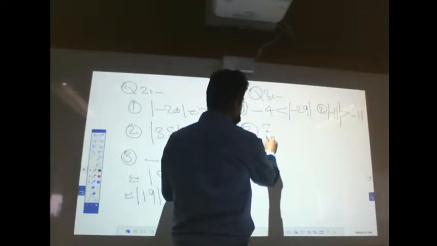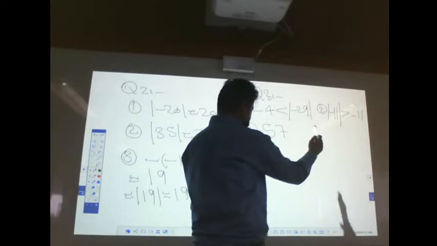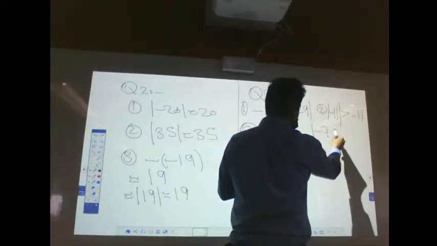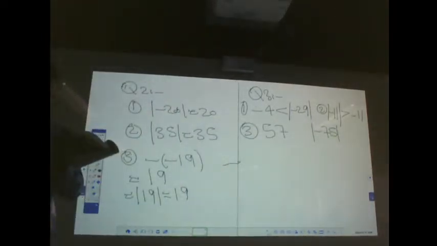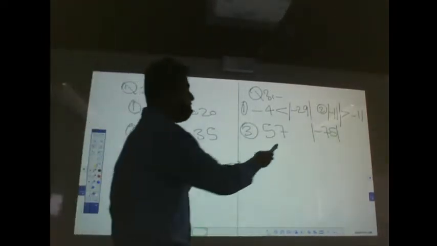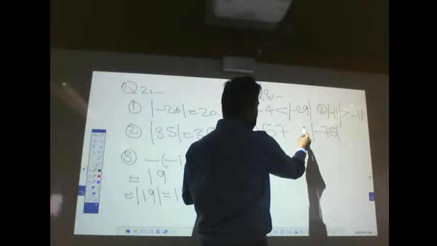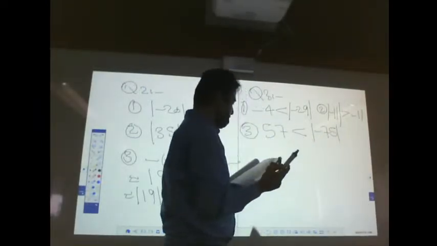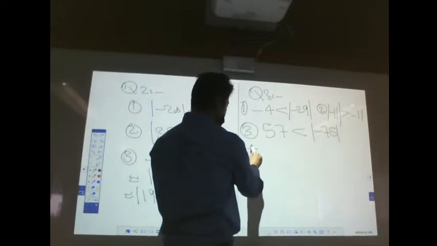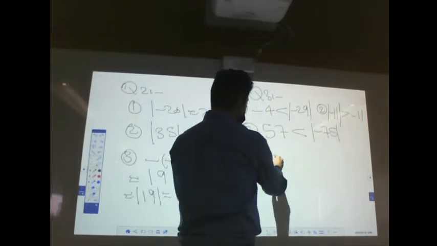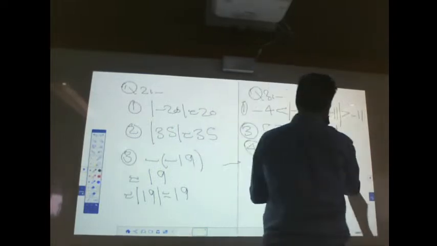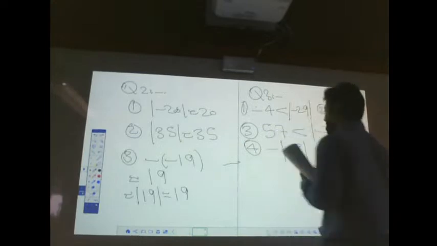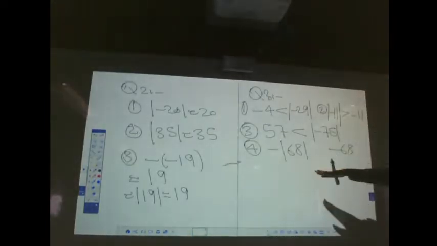We have 57 and minus 75. Now this one, bigger or smaller? Smaller, because absolute, again we know it is in the plus positive sign, so it is smaller. Number 4, minus 68 is here and minus 68 is here. Now this one, is it smaller, bigger or equal?